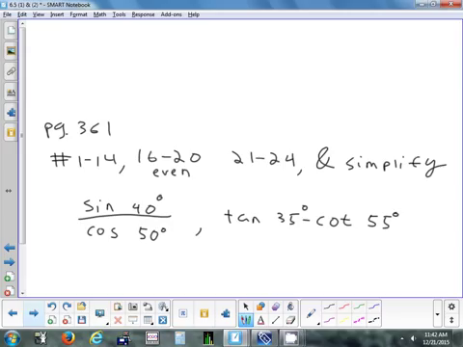All right, so that's good for the first half of 6.5. We'll finish 6.5 tomorrow with solving triangles. We'll actually find out how long are sides and how big are angles in a triangle. So on page 361, try 1 through 14, 16 to 20, just the evens, 21 to 24, and I want you to just simplify these two problems. Sine of 40 divided by cosine 50. Tangent 35 minus cotangent 55.